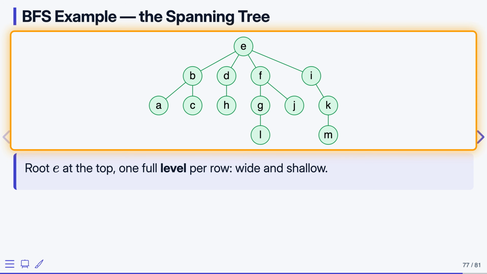That difference is not an accident. Breadth first search always finishes a whole ring before moving outward, so every dot ends up as close to the root as the graph allows.